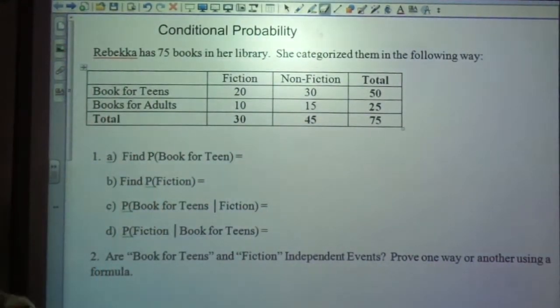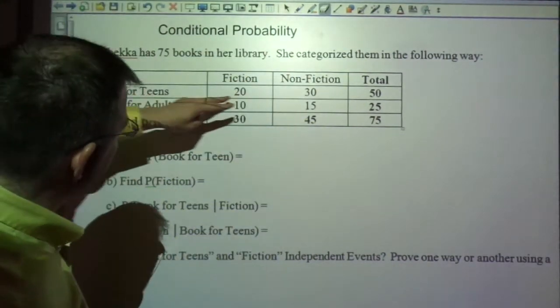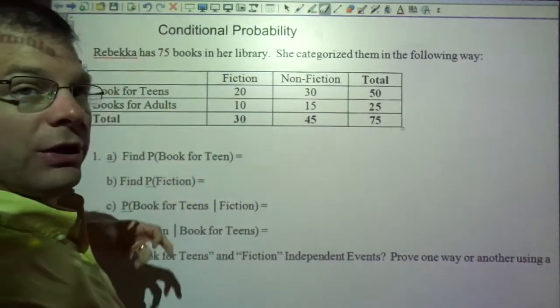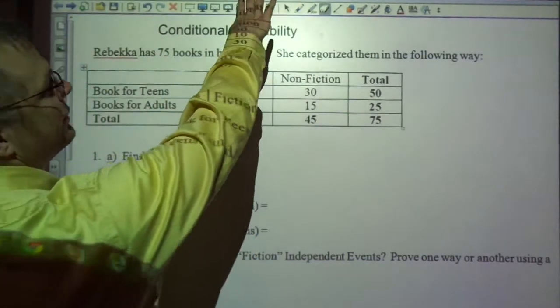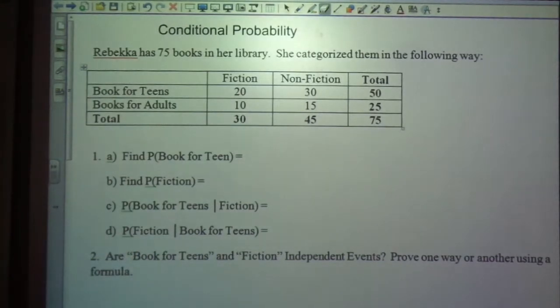We're going to look today at Rebecca and her books. She has 75 books in her libraries and she categorizes them this way: fiction, nonfiction, teens, and adults. This is called a two-way table because the information is presented in two different ways. There are two different pieces of information about them.